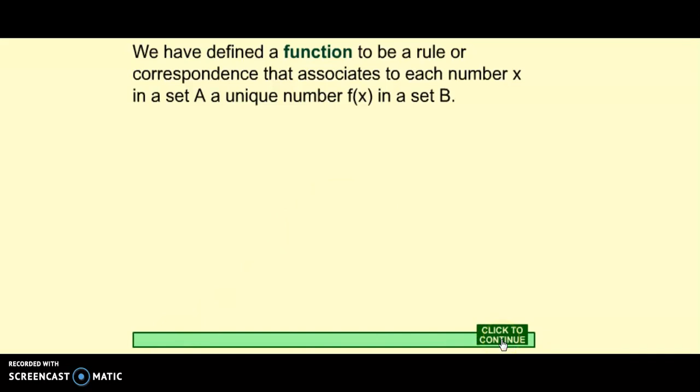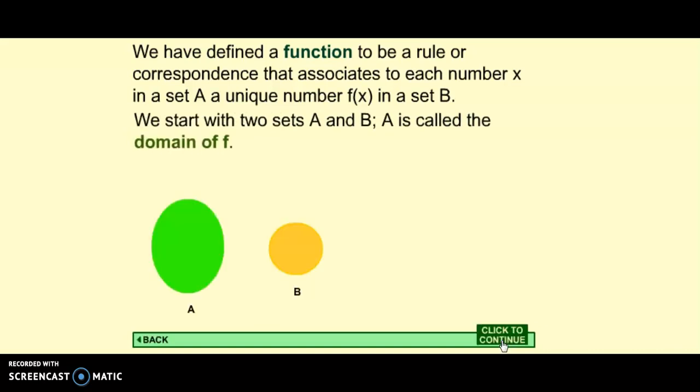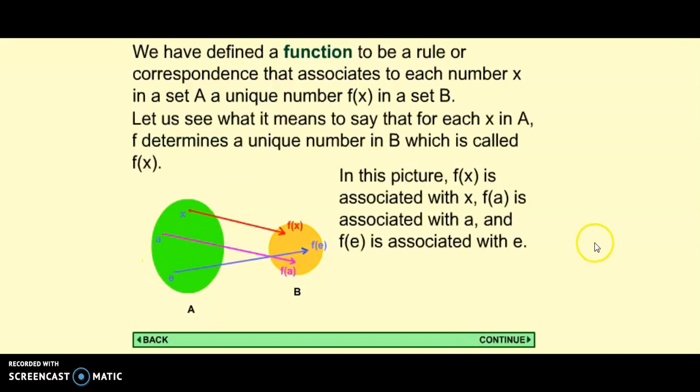We have defined a function to be a rule or correspondence that associates to each number x in the set A a unique number f of x in the set B. We start with two sets A and B. A is called the domain of f and B is the range of this function f. Let us see what it means to say that for each x in A, function f determines a unique number in B, which is called f of x.